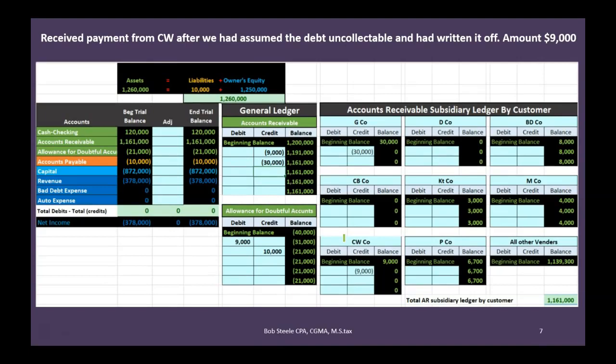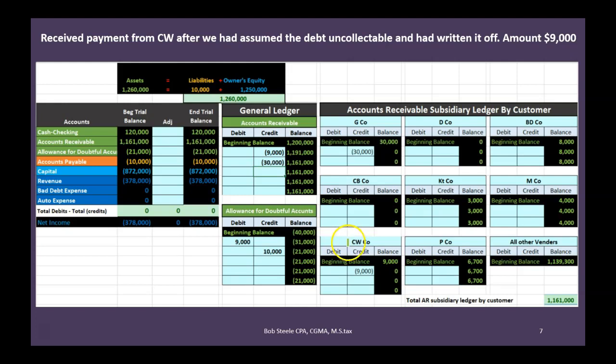All right, next item, receive payment from CW after we had assumed the bad debt uncollectible had been written off. So in this case, what we're saying is that this is an unusual case, but it's good to look at because it kind of shows us what would happen if someone came in the door and said, here I am, I'm going to pay you now, and we had totally written them off in the past because we didn't think that we were going to get paid from them.